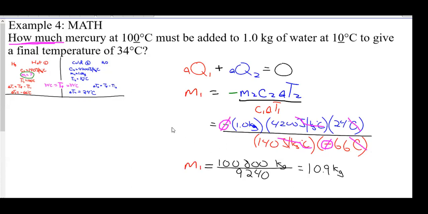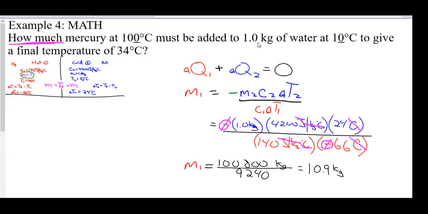You punch them through your calculator. You'll probably see something around the likes of 1,800 kilograms, because the kilograms get left over, divided by 909,240. No units left in the denominator. So you do some quick math and you'll get about 10.9 kilograms, if I rounded that correctly.